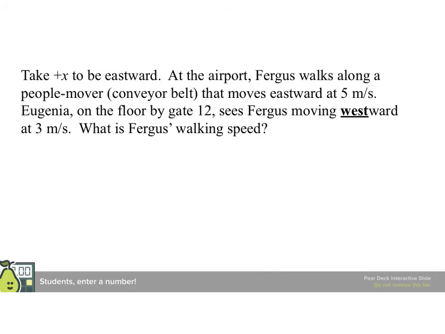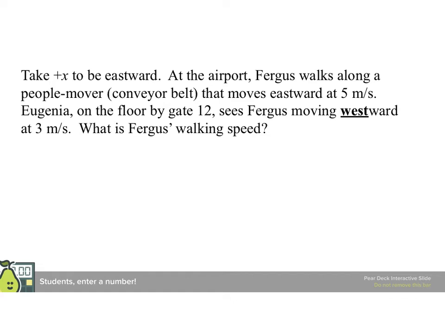New but related problem. Take plus x to be eastward. At the airport, Fergus walks along a people mover that's moving eastward at 5 meters per second, so basically the same people mover. Eugenia is again at gate 12, and she's seeing Fergus, but she sees him moving westward at 3 meters per second. What is his walking speed?